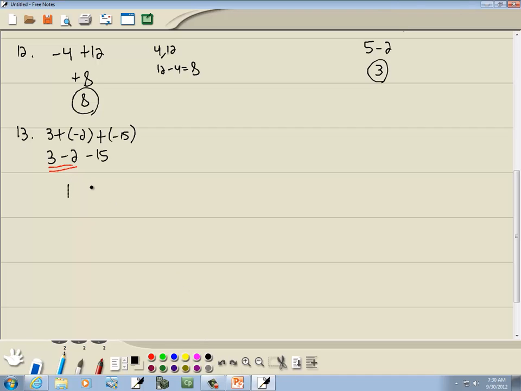Three minus 2 is 1, and I'll carry down the negative 15. Well, now we have a positive 1, negative 15. Signs are different. So we ignore the signs. So we got 1 and 15. Subtract the smaller number from the larger number. 15 minus 1 gives us 14. And the sign of our answer is the original sign of the larger number. My larger number is 15, which originally was negative. And that's our answer.